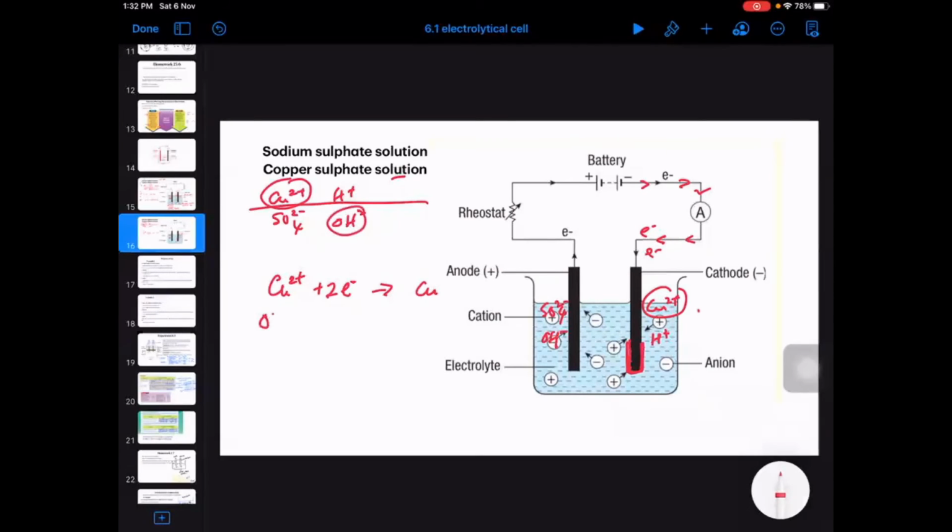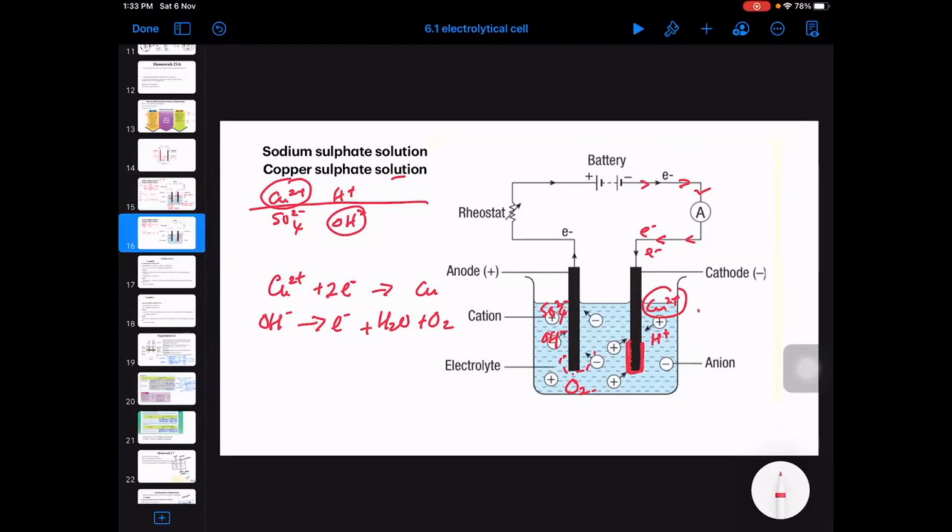Hydroxide ion will be selected. So it will throw away one electron, it becomes water and oxygen gas. So you will see gas bubbles, that is oxygen gas. Okay, so let's see how we explain it in words, in sentences.